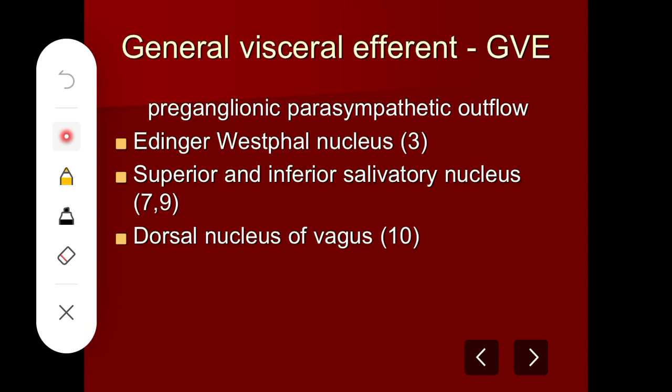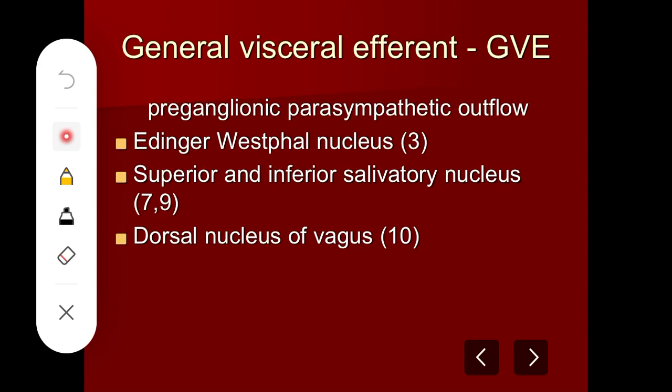Superior salivatory nucleus. From there, via the 7th nerve, you find the preganglionic fibers coming and relaying in the submandibular ganglion. From there, you have the postganglionic fibers via the lingual nerve. You find it is going to supply the submandibular and sublingual gland. Fine. Very close to the superior salivatory nucleus, you find the lacrimatory nucleus also, which is going to supply the lacrimal gland. Fine.